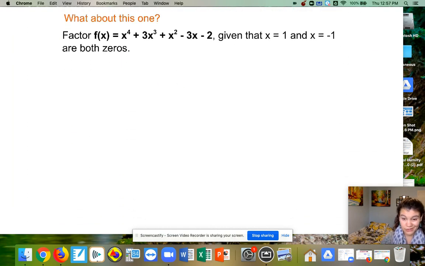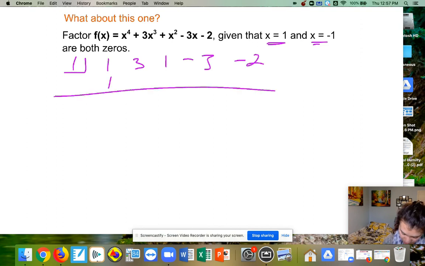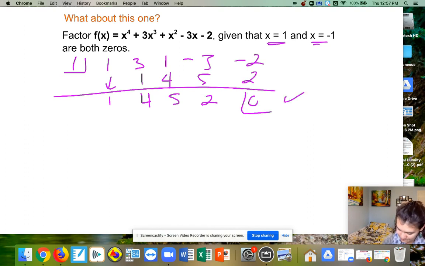All right, so this one's a little different. It's up to the 4th now. And then it gives us 2 factors. So we're going to do this process twice. So it's not anything different, it's just a little bit longer. So I'm going to start with 1. It doesn't really matter which one you start with. And we can do 1, 3, 1, negative 3, negative 2. Drop the 1 down, multiply. Oh, that's a positive 2. And we get 2, 0, and it works.